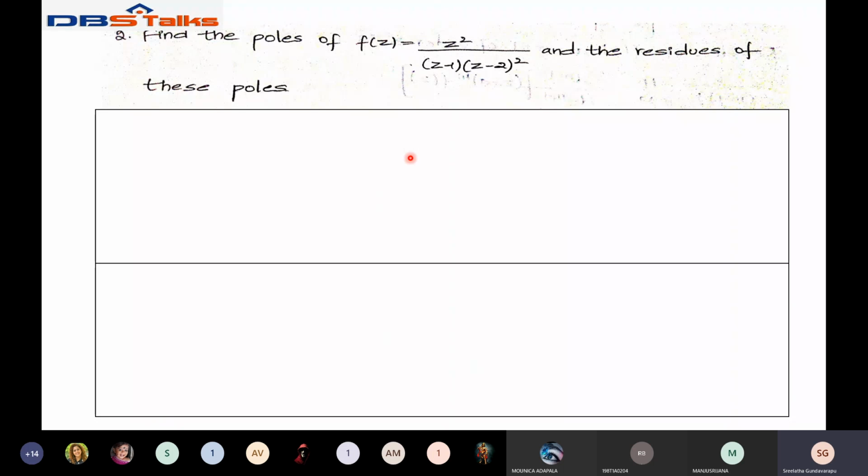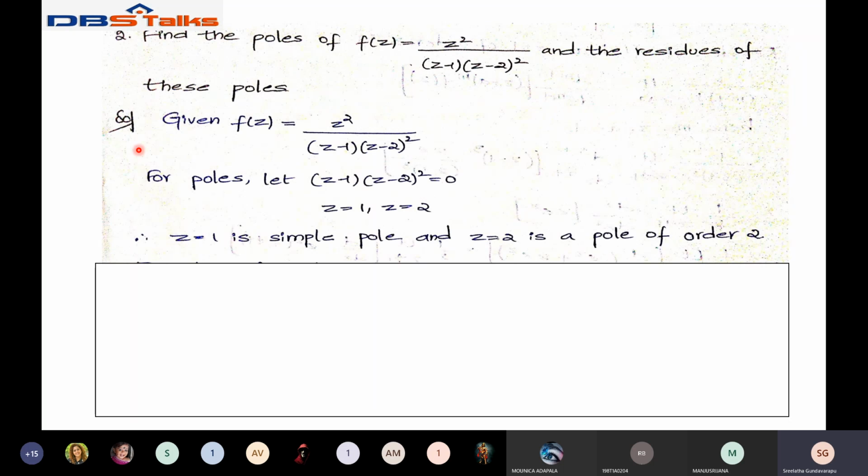Next problem is to find the poles of f of z equal to z square by (z minus 1) into (z minus 2) whole square, and the residue of these poles. So the solution is: first find the poles of the given function f of z, next find the residue of each pole. Given f of z equal to z square by (z minus 1) into (z minus 2) whole square. For poles, let the denominator value be equal to 0. That means (z minus 1) into (z minus 2) whole square equal to 0.